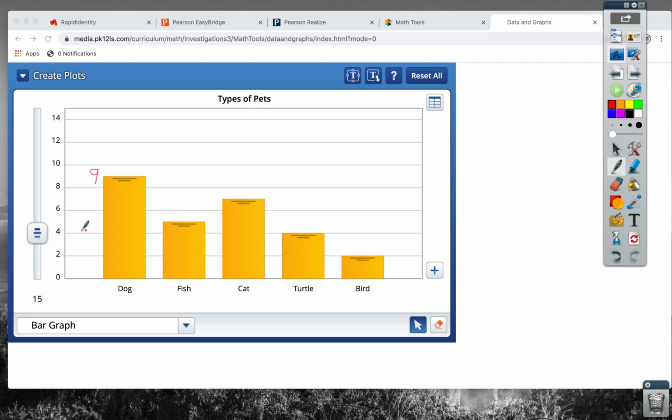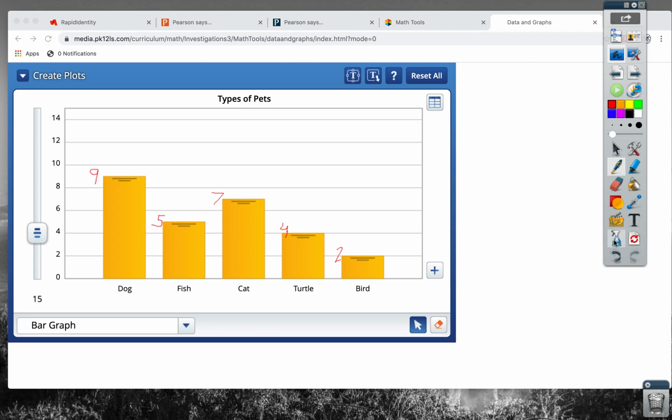The fish is in between the 4 and the 6. That's going to be 5. The cat, in between the 6 and the 8, 7. Turtle is straight on the 4. And the bird is right on the 2. So as we're looking at those, we know that the dog has 9, the fish has 5, the cat has 7, the turtle has 4, and the bird has 2.